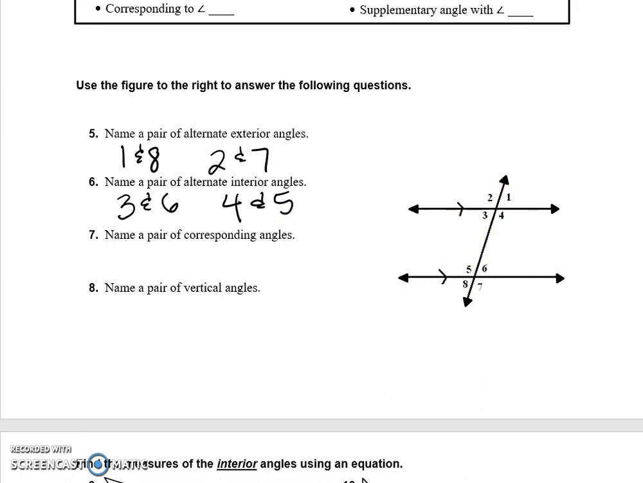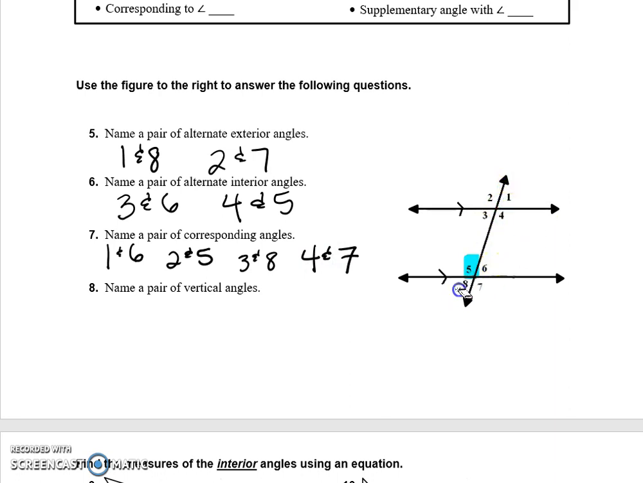Corresponding, you have 4 pairs of corresponding angles. You have 1 and 6, you have 2 and 5, you have 3 and 8, or you have 4 and 7. Remember, corresponding angles are in the same position on the other set of angles. So 1 and 6, 2 and 5, 3 and 8, or 4 and 7. Once again, you only have to write one of these pairs, but those were all the options.